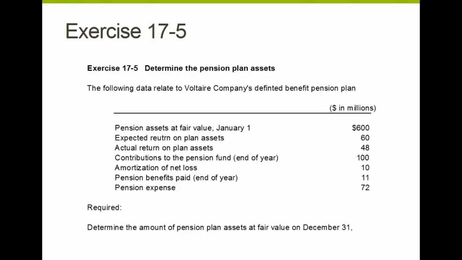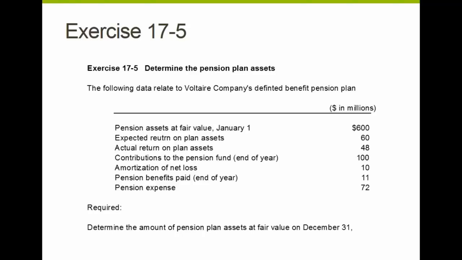The following relates to Voltaire Company's defined benefit plan. We have pension assets at fair value on January 1st of $600 million. The expected return on plan assets is $60 million. The actual return is $48 million.